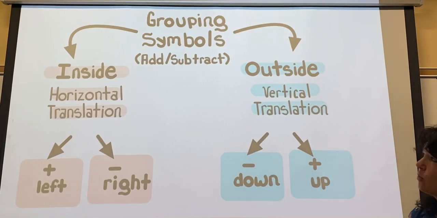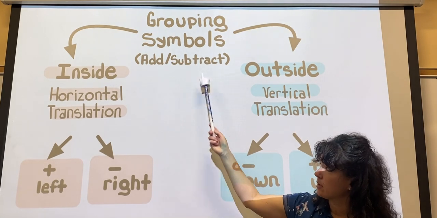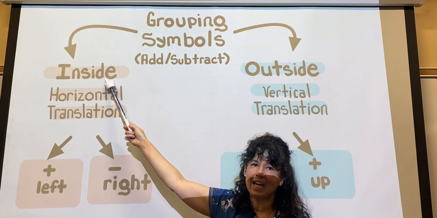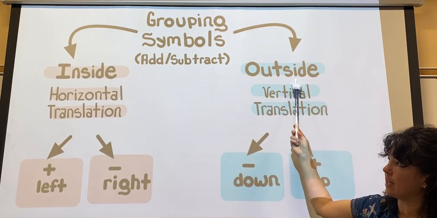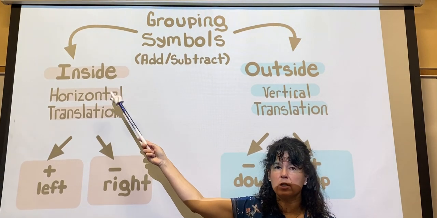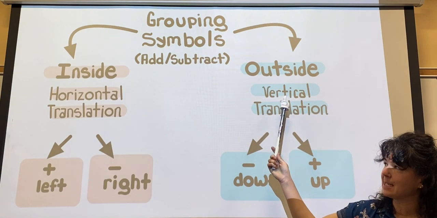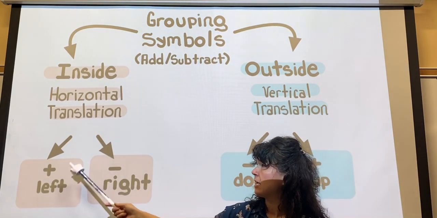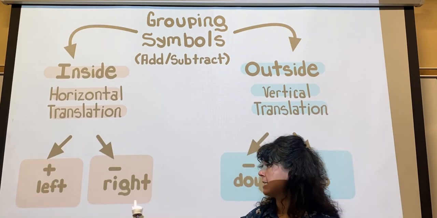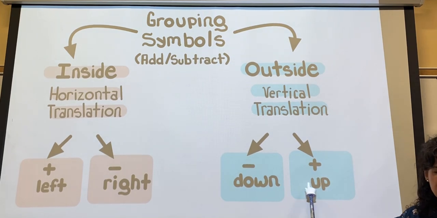A quick reminder when you're translating, when you have addition and subtraction, you care about whether the addition and subtraction is inside grouping symbols or outside. When you're inside, you're moving things right and left horizontally. And if you're outside of grouping symbols, you're moving things up and down. Specifically, when you're inside, addition is left and subtraction is right. And when you're outside, subtraction is down and addition is up.